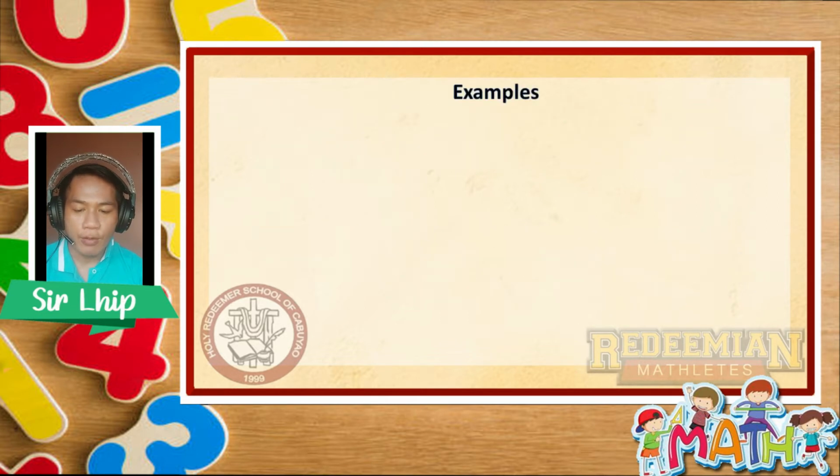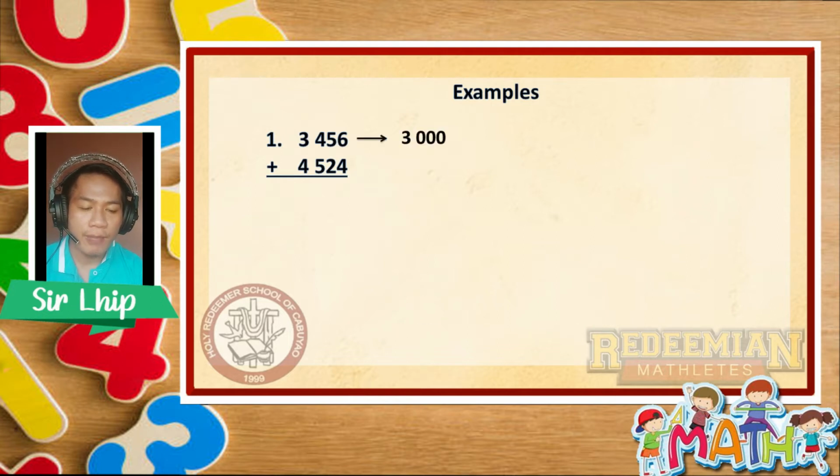Example, 3,456 plus 4,524. Round off 3,456 to 3,000 and 4,524 to 5,000. Then 3,000 plus 5,000 equals 8,000.